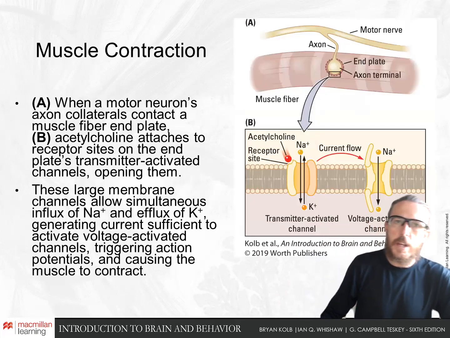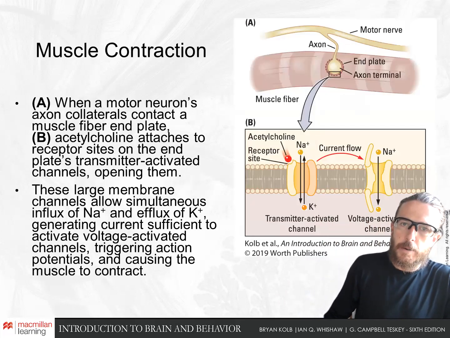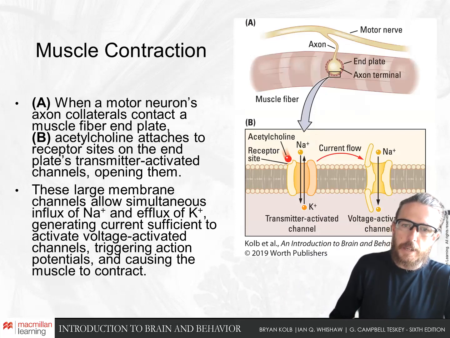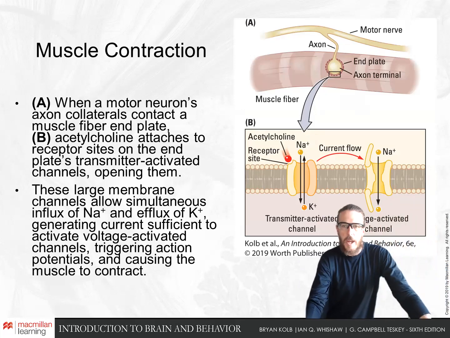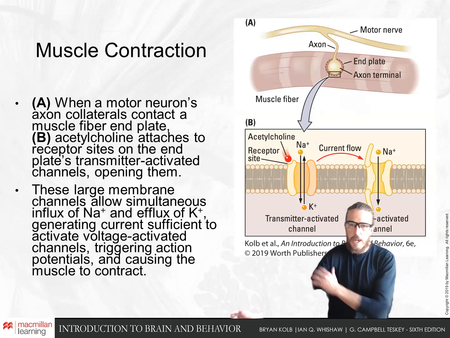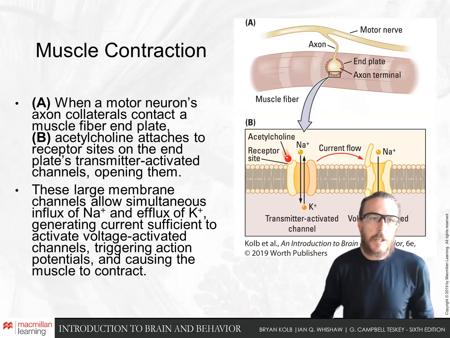So here's the incoming axon from the motor nerve, releasing acetylcholine onto the end plate at the axon terminal. Acetylcholine can bind to these receptors, opening up channels, letting in sodium and letting out potassium. And these open up nearby voltage sensitive channels, creating this cascading effect, allowing the whole muscle to contract at once.